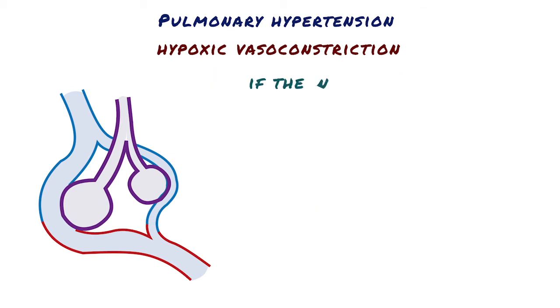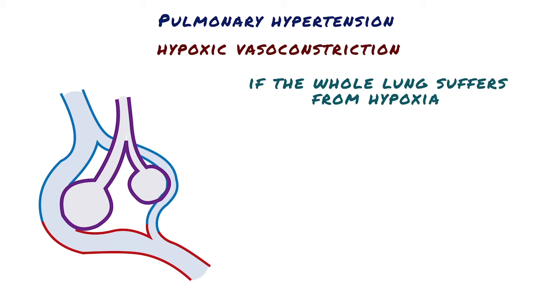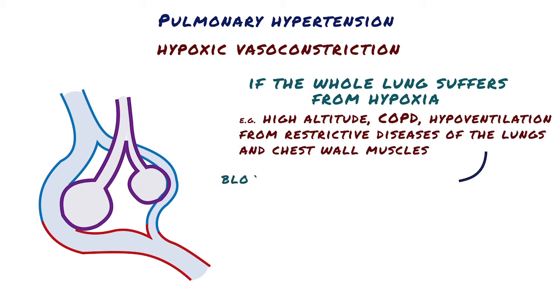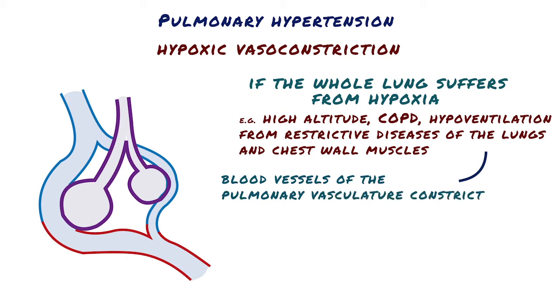But if the whole lung suffers from hypoxia, like in the situations of high altitude, COPD, hyperventilation from restrictive diseases of the lungs and chest wall muscles, then all of the blood vessels of the pulmonary vasculature perceive hypoxia and they will all constrict. This is obviously maladaptive and can result in pulmonary hypertension.